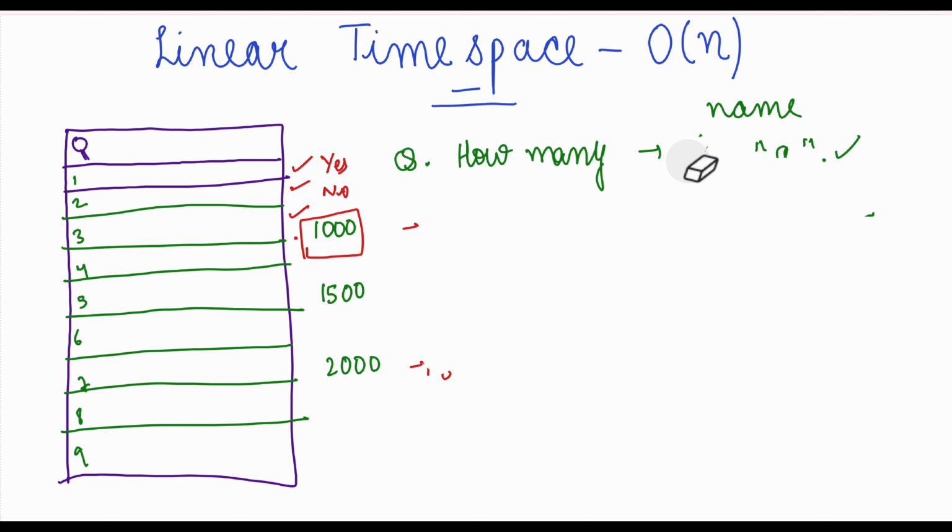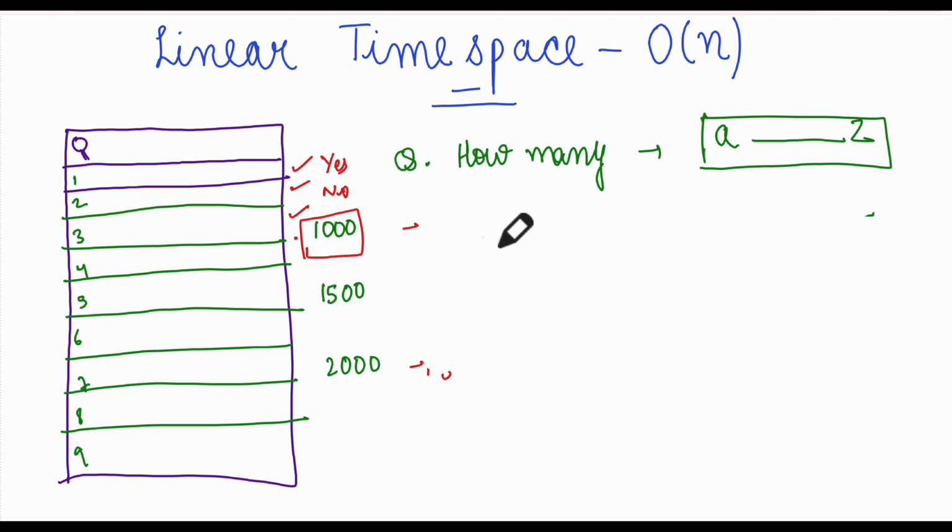Okay, so let me clear this part. So we are searching with A, Z, these kind of names we are searching. Now what is happening right now? Let's say you search. Now for example, to search one particular name, it takes you 1 second.